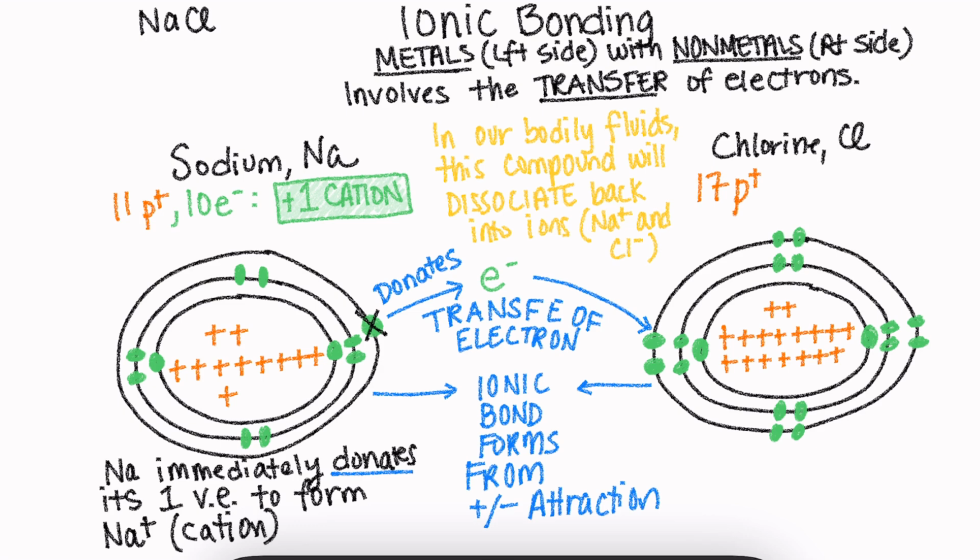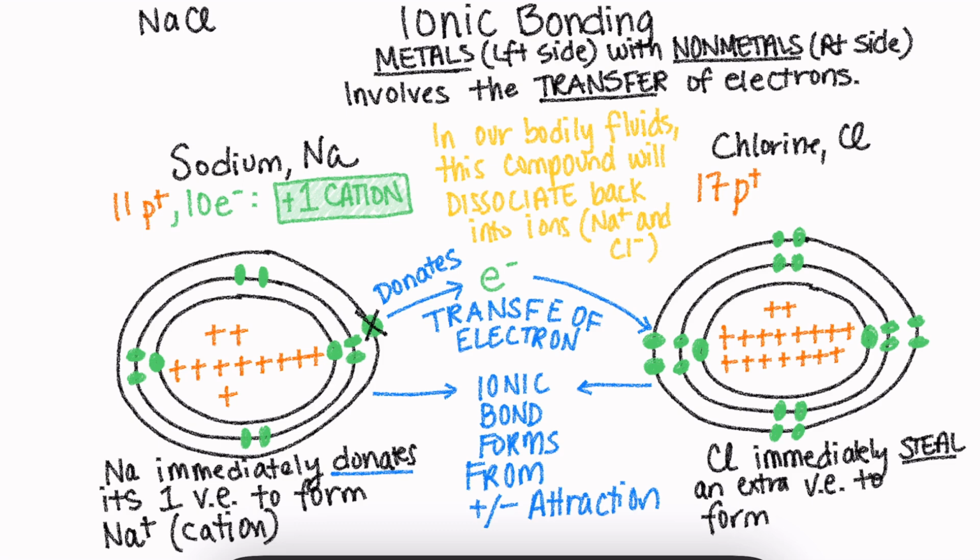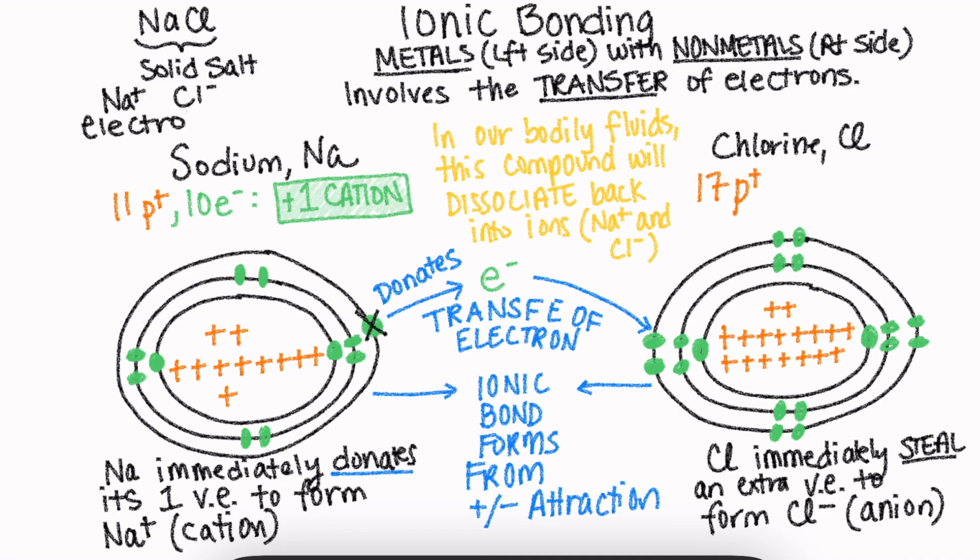Oh, what I also should have put over here is chlorine will immediately steal. So rather than donate, it will immediately steal an extra valence electron to form chlorine minus, which is an anion. That's a negative ion. So up here, top left, this is the solid salt is what we call it. And then when it's dissolved in your bodily fluids, these are the electrolytes in fluid.